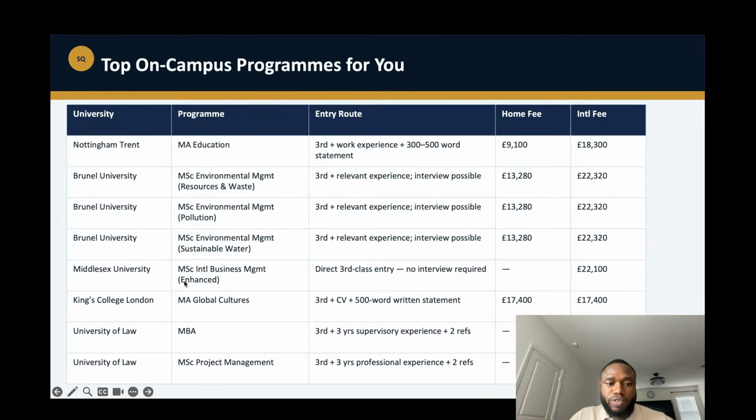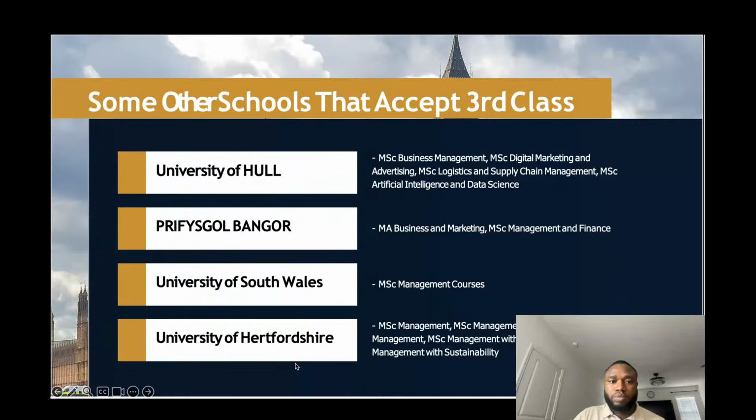There's Middlesex University, and they have a program in international business management. They don't do interviews, so they give admissions directly to third class candidates. Then you have King's College London for their MA Global Cultures program, and the University of Law, their MBA program: third class plus 3 years of experience in a supervisory role plus 2 letters of recommendation. Same thing with the MSc Project Management program at the University of Law.